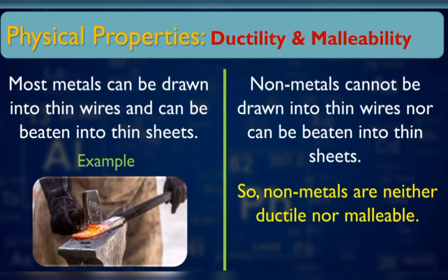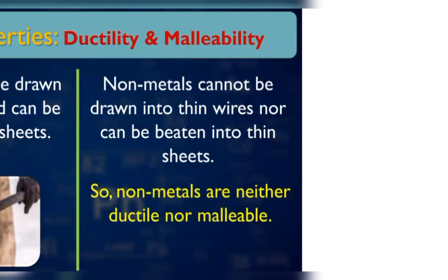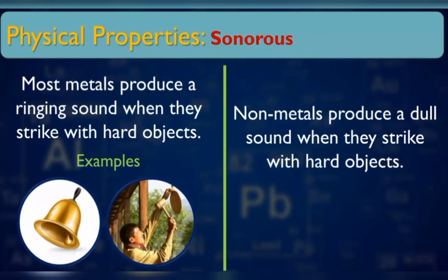Non-metals cannot be drawn into thin wires or beaten into thin sheets because they are brittle and they break before they are molded into wires and sheets. Next property is sonorous. Sonorous is something that produces sound when it is hit. So most of the metals produce a ringing sound when they are struck with hard objects. For example, you can see the bell. The bell is made up of metal, and when it is hit with a hammer, it produces a sound. But non-metals do not produce sound. Their sound is dull when they are struck with hard objects.